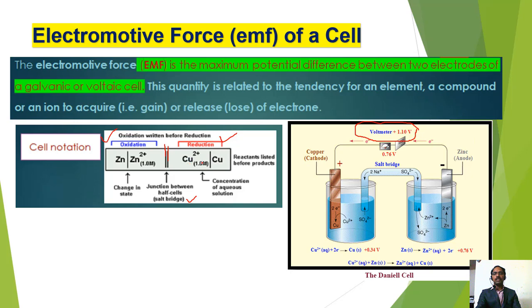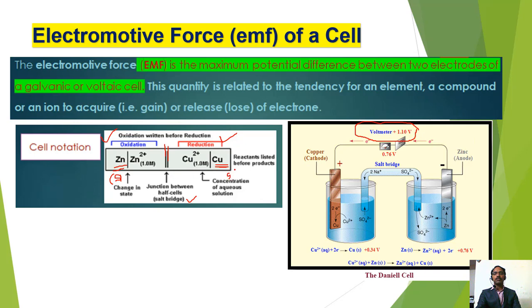Then, how is it arranged? Always, at the terminal, the last edges, solids are present in the cell notation. The terminal positions here are copper and zinc. At the terminal positions we always write solids. This is one rule.